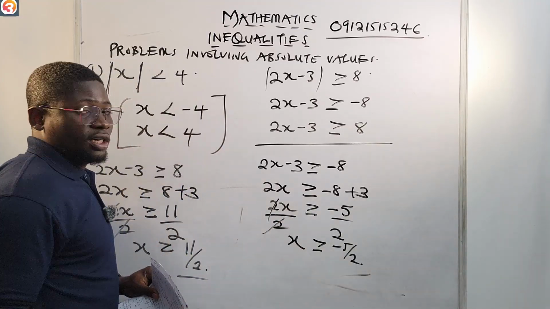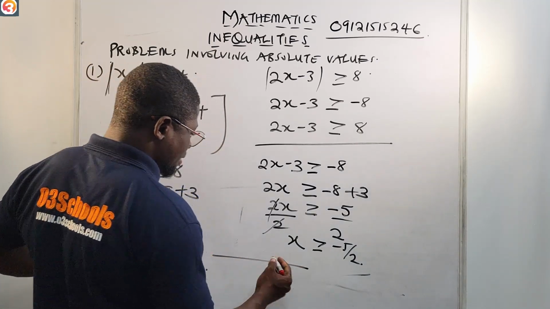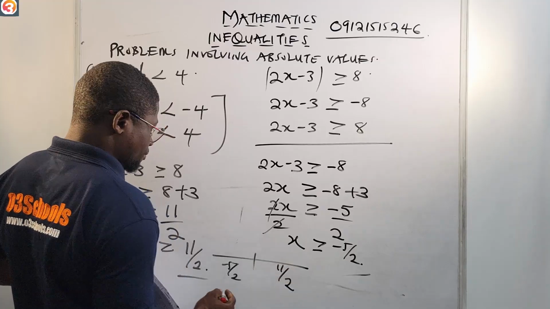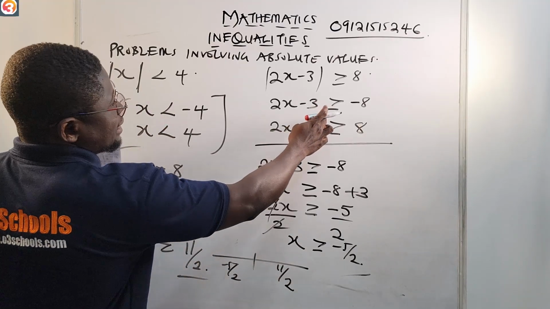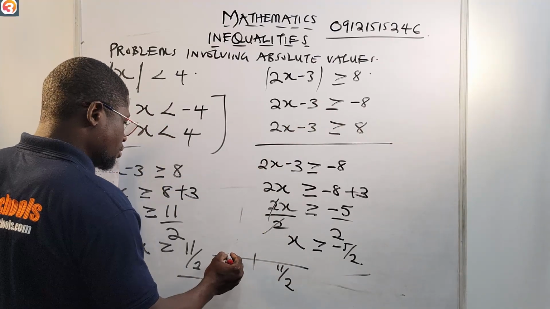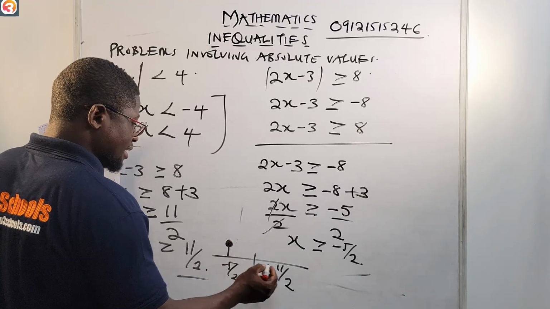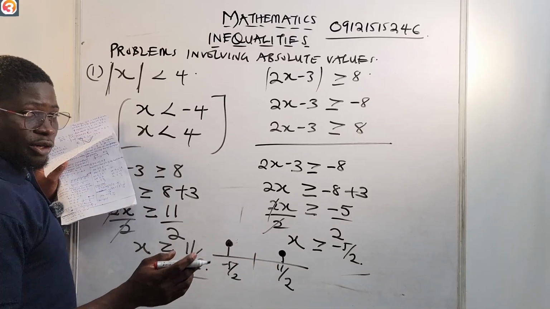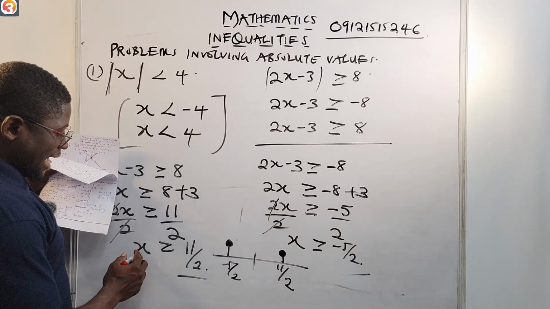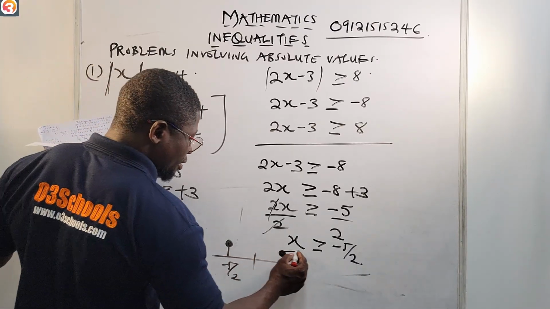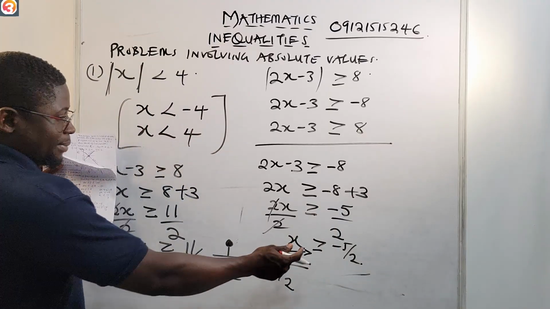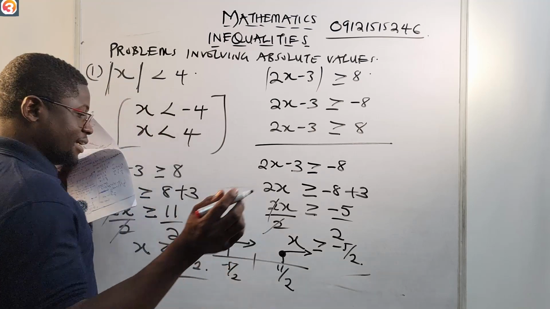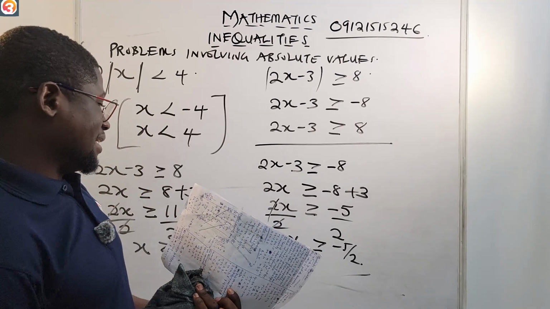You can plot it on the number line. This is your minus 5 over 2, and 11 over 2. For the first part, they are both inclusive, so since they are both inclusive, we are going to use a tick dot. But x is greater than 11 over 2, so this one points in this direction. And x is less than minus 5 over 2, it will point in this direction. So it's as simple as ABC.